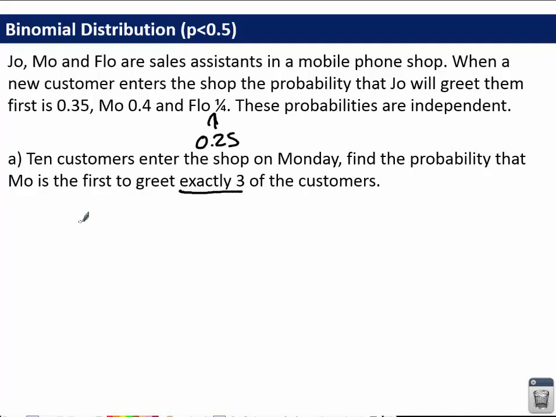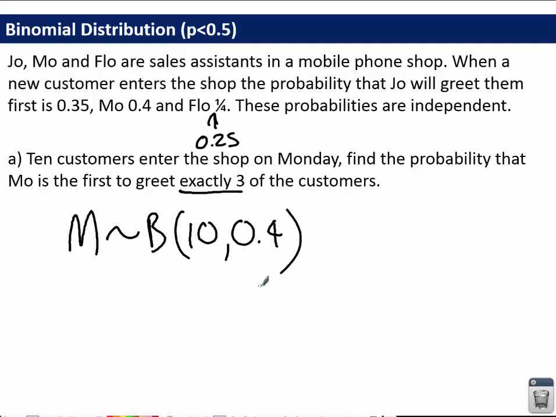So we are talking about Mo. So instead of writing x, I can write M. It's a binomial, so I can write B. n, look at the question. There are 10 customers, so n is 10. And the probability for Mo is 0.4, so we've got this down, and we've got a mark there. Excellent. So I know, and you know, and the examiner knows that you know that that was binomially distributed.